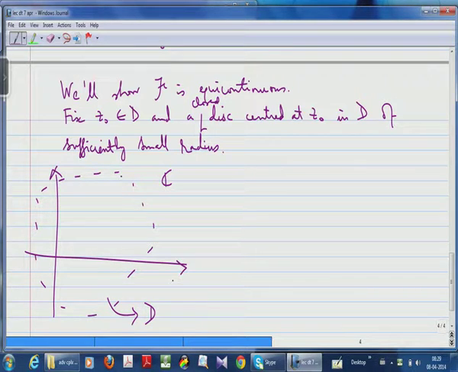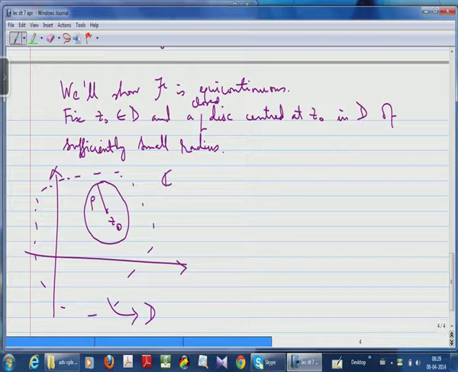The boundary is this dotted line, and what I am having is a point Z0 in D, and I am choosing a sufficiently small disk of radius rho, rho sufficiently small, so that the whole closed disk is inside D. The open disk with center Z0 and radius rho, along with the boundary circle, is also in D.